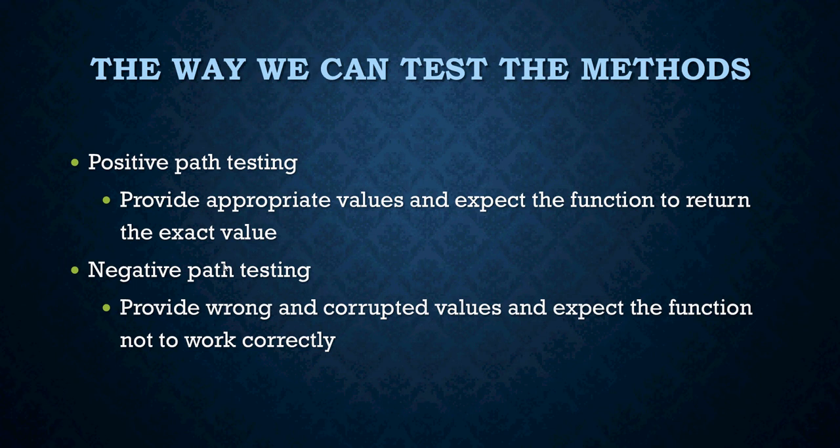There are two ways we can test a method. Number one is positive path testing. Number two is negative path testing. Positive means we will give the method the actual values on which it will work, and negative path testing is where we will not provide appropriate values and see how the method behaves.